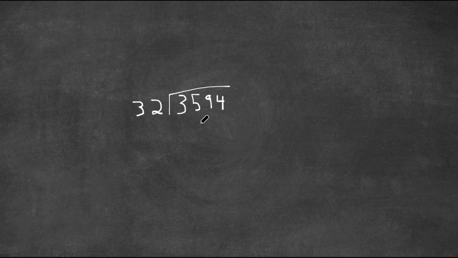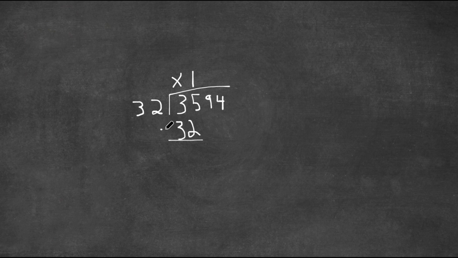All right, so now let's do this problem, 3,594 divided by 32. So remember, we first look at our first digit, 3. How many times can 32 go into 3? It can't, because it's greater than 3, so we put an x on top of the 3. Then we're going to add in our 5 here. How many times can 32 go into 35? It can go into 35 once. And 32 times 1 is 32. So we're going to put a 32 here.